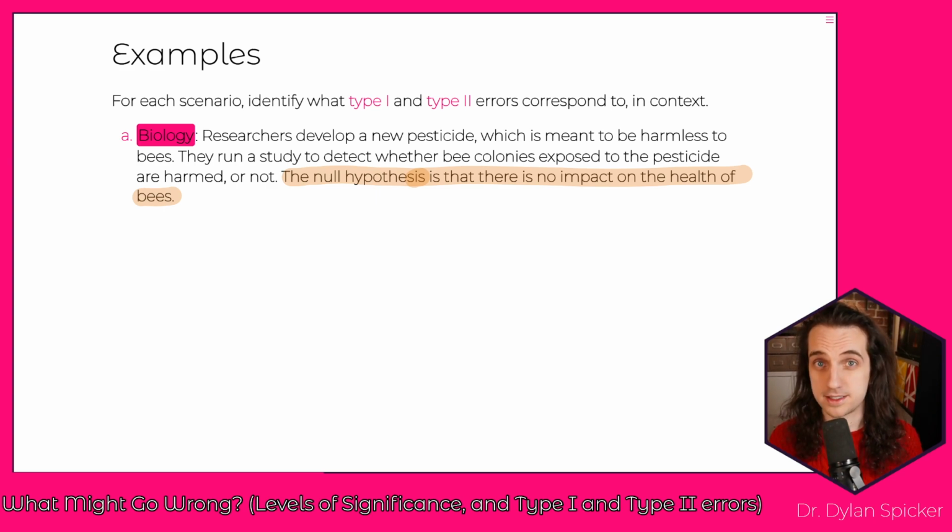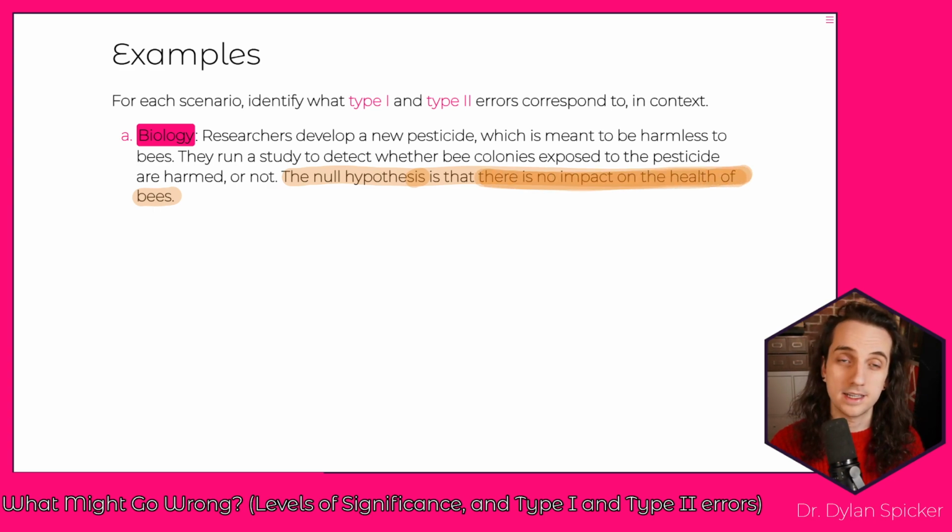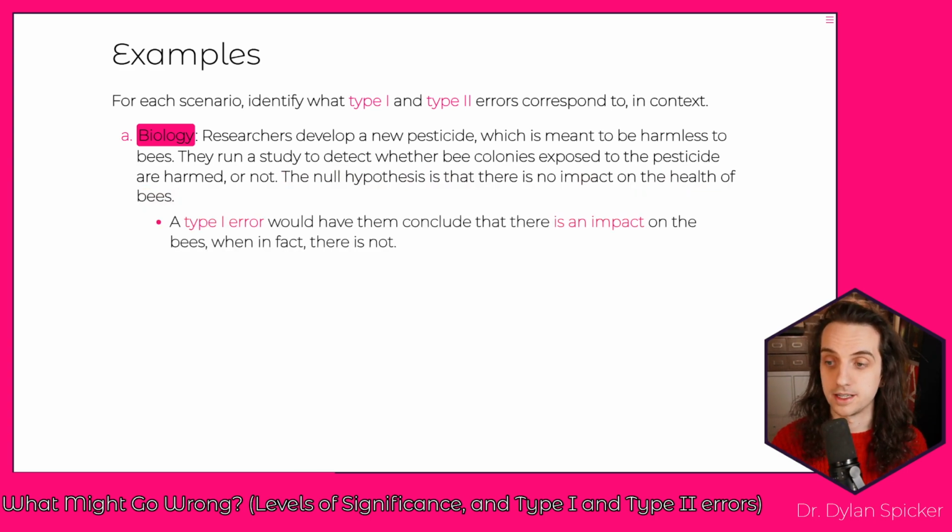Remember, a type 1 error is a false positive, so you've rejected the null hypothesis, but it turns out to actually be true. A type 2 error is a false negative, so you fail to reject the null, but it turns out that the null is actually false. So if we reject the null hypothesis, then we conclude that there is an impact on the health of bees. But if that's a false positive, then in fact there actually is no impact on the health of bees. So the type 1 error here would have them conclude that there is an impact on the health of bees when in fact there is not. So we said, yes, this pesticide actually harms bees, but it turns out the pesticide is actually fine for bees.